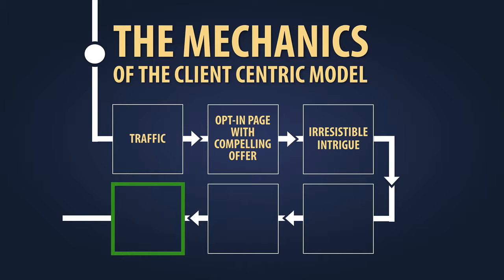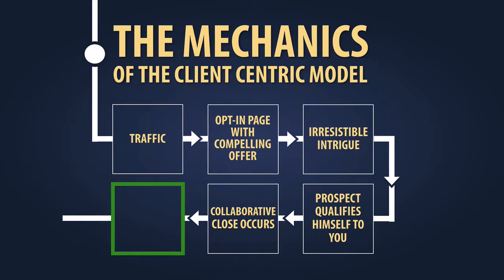irresistible intrigue offer. So your prospect sees that and they respond to it, and that leads to them actually qualifying themselves to you. So what this means is they know exactly what you do, they know exactly how much you charge, and they say, will you please help me? Once that happens, it's now your job to close them, to demonstrate the value of what you have to offer and actually get them to become a client. And during that, we use something I'll teach you today called the collaborative close. And of course, if that goes well, the final step is they pay you.